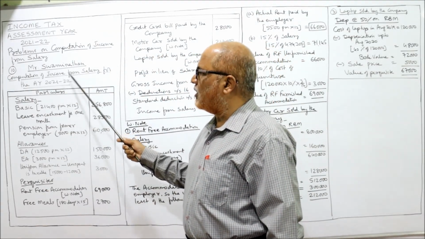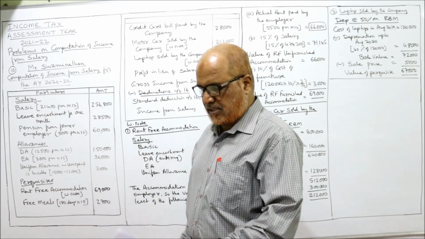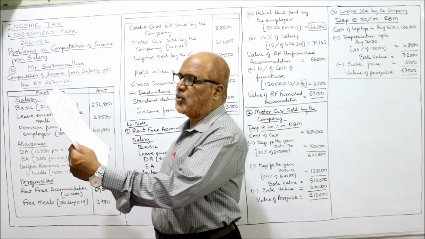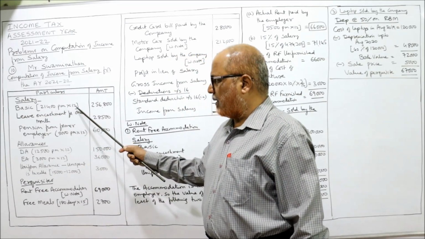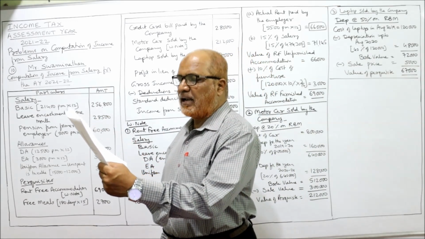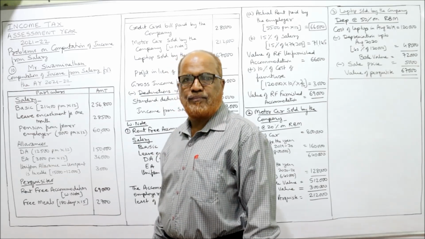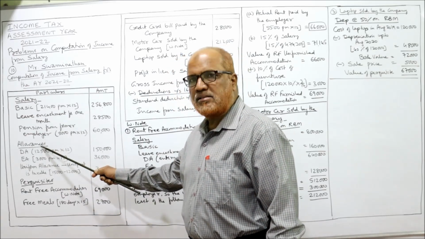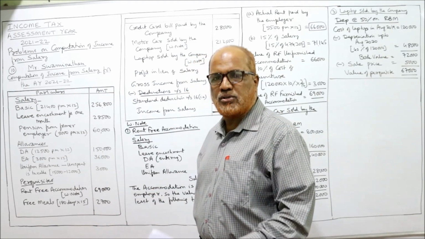Mr. Swaminathan, computation of income from salary for the assessment year 21-22. Salary, basic. Basic pay is given 21,400 per month. So 21,400 per month into 12, 2,56,800. Then dearness allowance 12,500 per month, enters for retirement benefit. So under allowances, DA 12,500 into 12, 1,50,000.